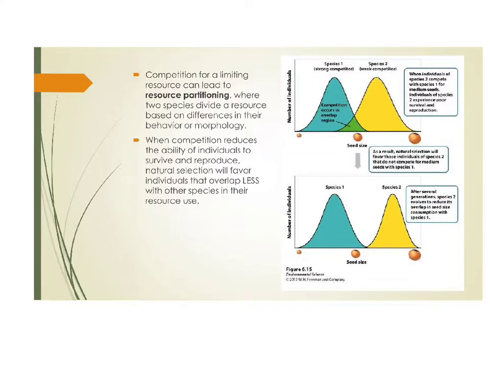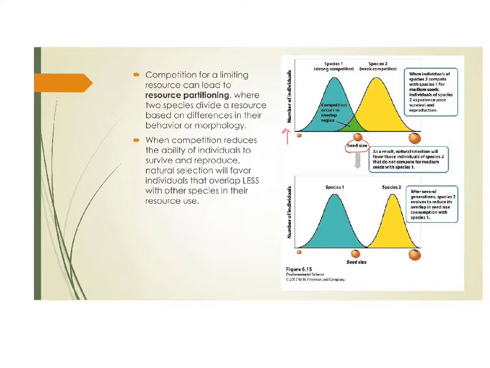Competition for a limiting resource can lead to what we call resource partitioning. This is where two species divide a resource based on differences in either their behavior or their morphology. Morphology is body characteristics. If you take a look at these graphs over to the right, which again came straight out of your book, along the x-axis we have seed size, and along the y-axis, we have number of individuals. You can see there's small seed size, medium seed size, and large seed size. There are two species that are competing for these seeds.